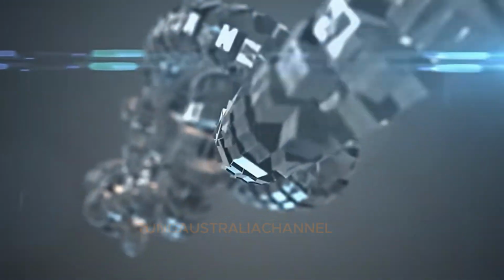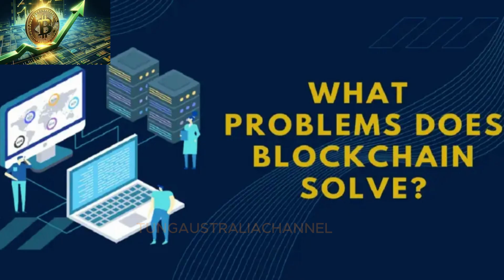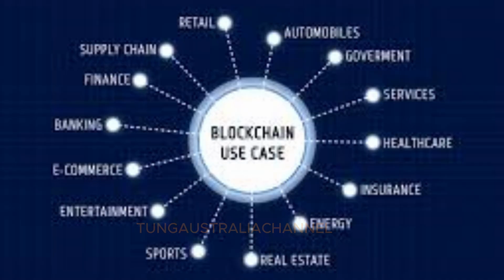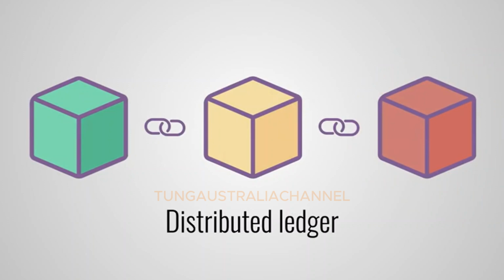Blockchains are incredibly popular nowadays. But what is a blockchain? What problems do they solve? And how can they be used? A blockchain is a chain of blocks that contains information. A blockchain is a distributed ledger that is completely open to anyone.